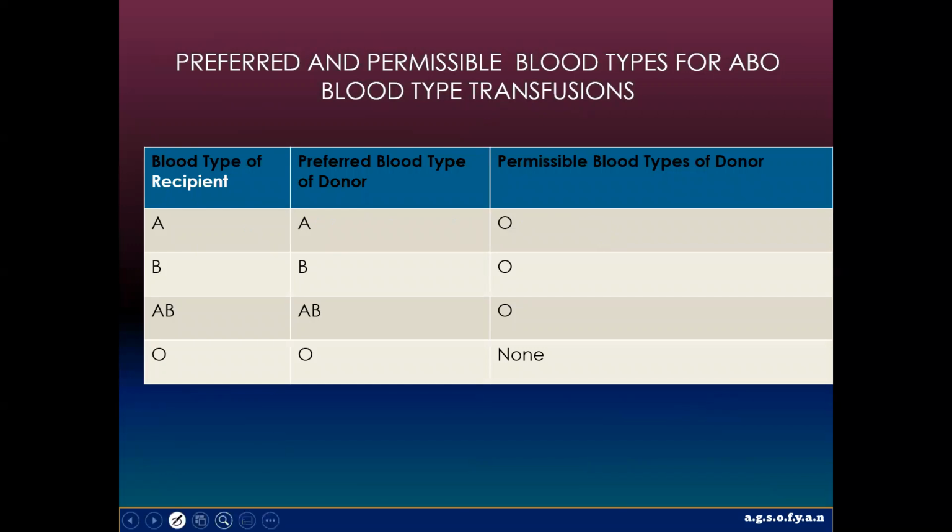This is just the table to show us the preferred and permissible. For blood type A, the preferred recipient should be A. So A gives to A, that's the best. But A also can give to O. This is what we call the permissible blood type for the donor. For B, of course, the preferred one is to give it to B, but permissible, give it to O. For AB, it is preferable to give to AB. Giving to O is permissible, but it is the very least permissible.